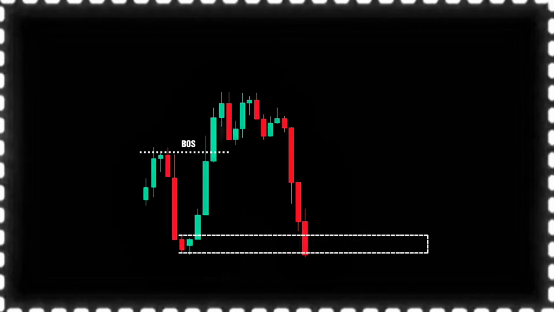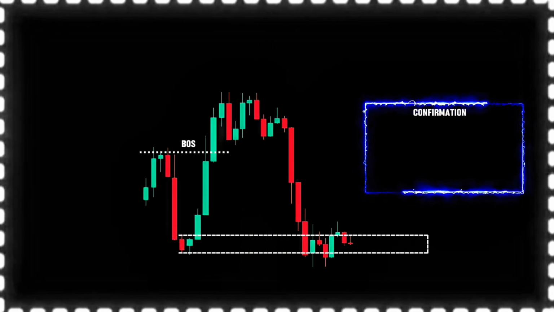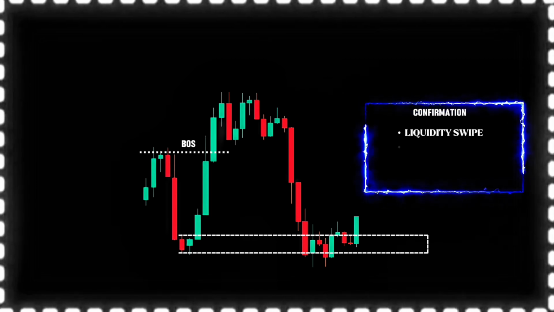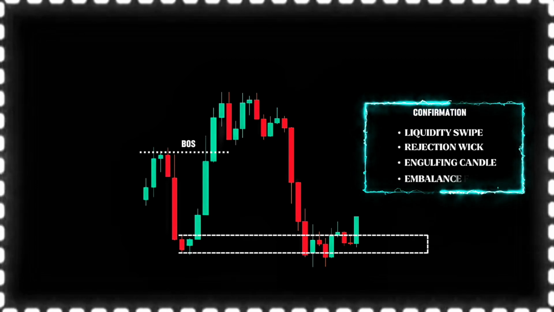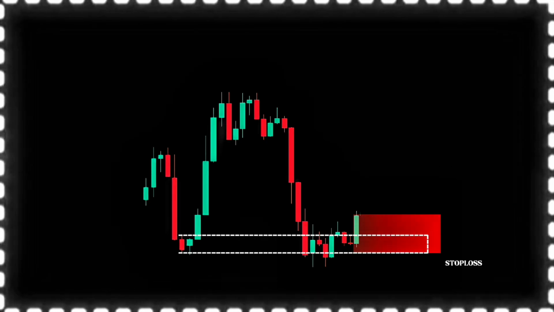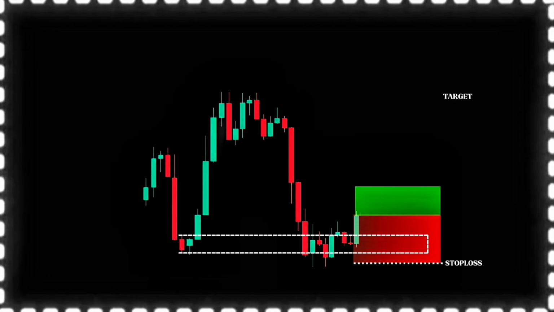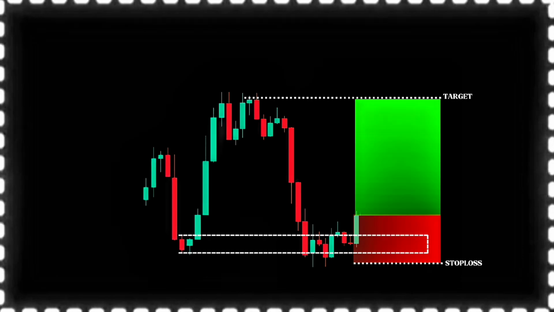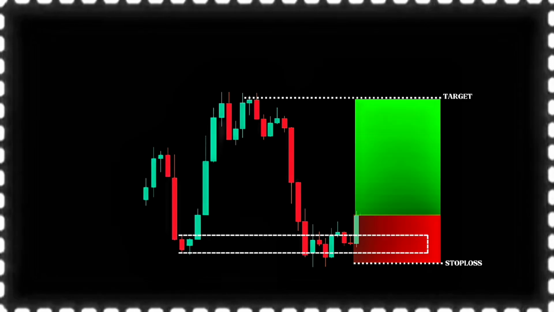Once price returns to the zone, look for confirmation: liquidity sweep, rejection wick, engulfing candle, imbalance fill, whatever fits your entry model. Stop loss goes below the demand zone. Targets: previous high, imbalance above, or 1 to 3 to 1 to 5 RR depending on the move.